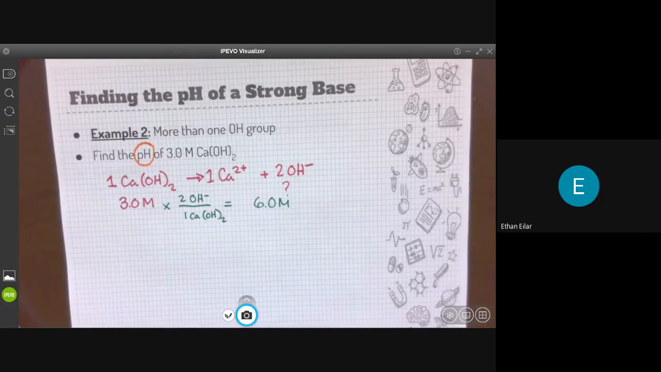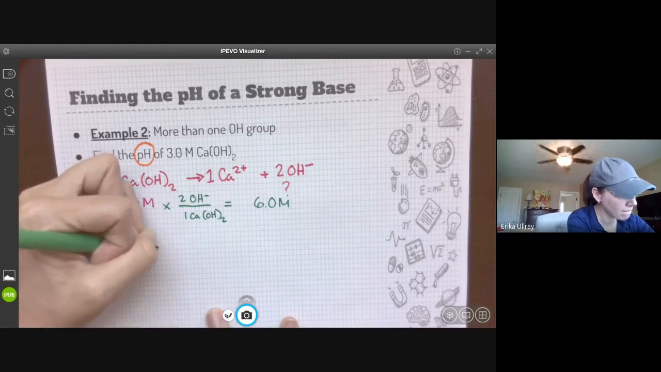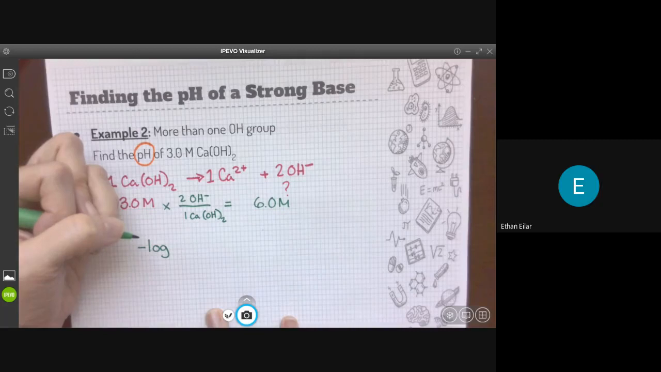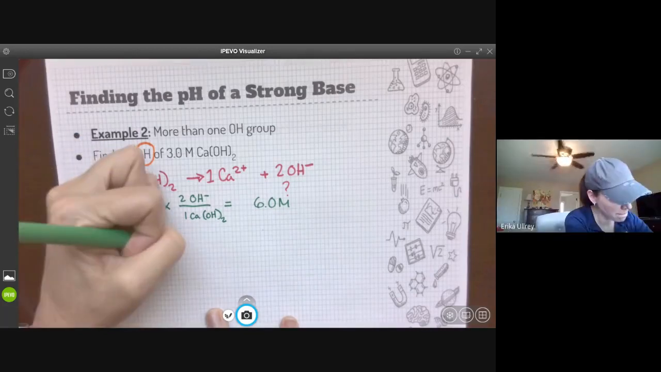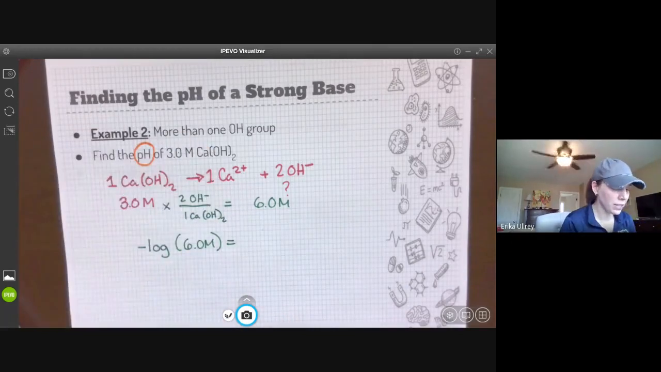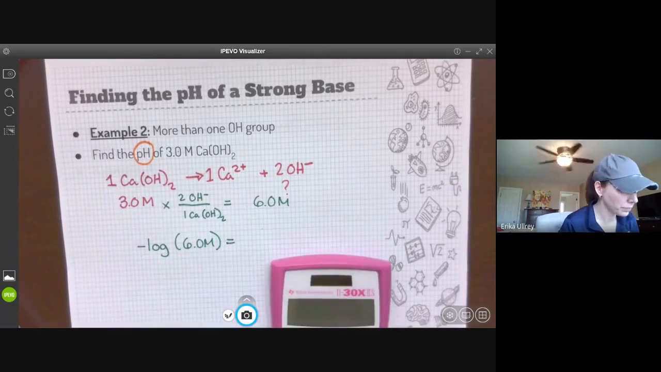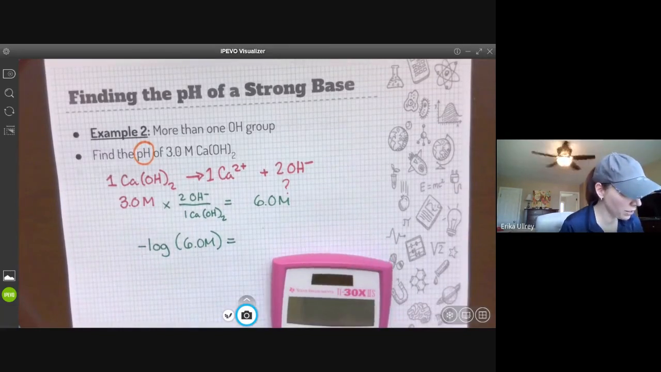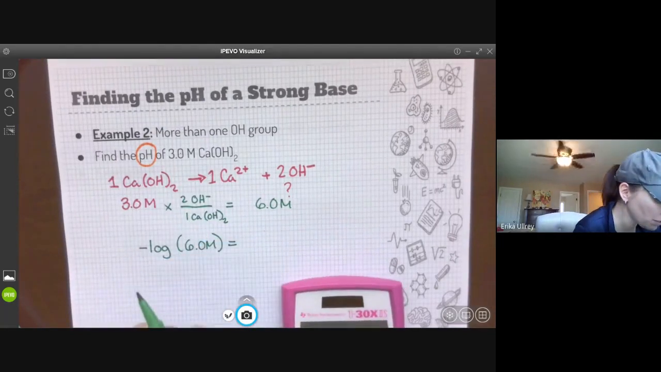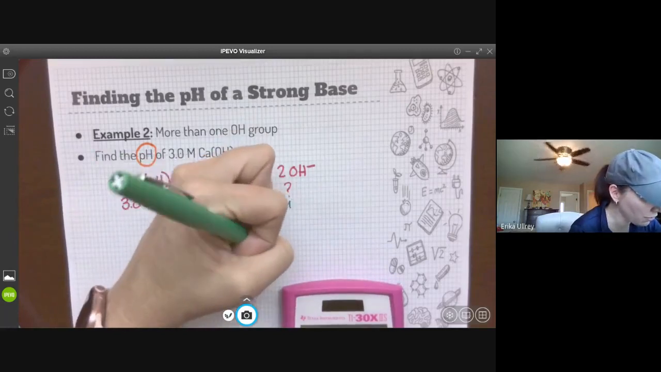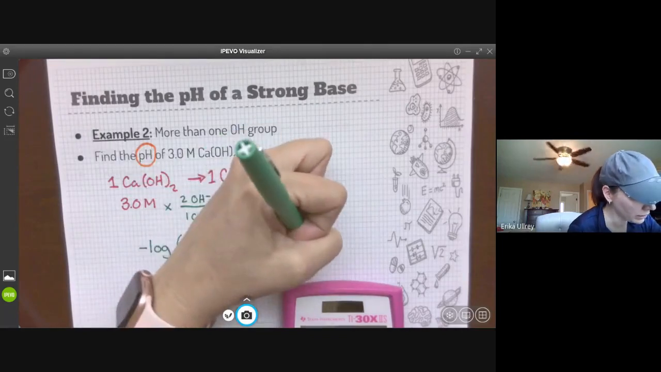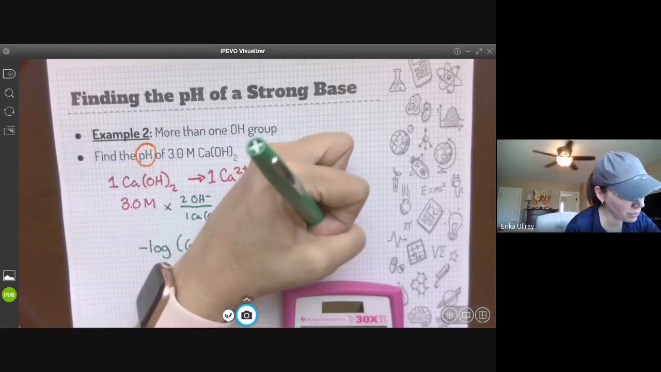The negative log. Negative log of what? The concentration. And what's my concentration? The concentration is going to be the 6. Yep. Okay, so we're going to take the negative log of 6. And so when we do that, negative log 6, we hit enter. And the negative log of 6 is equal to negative 0.778. So that is my pOH.